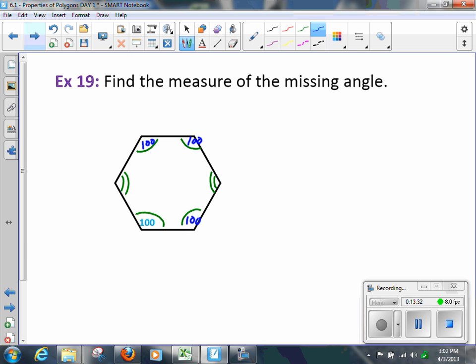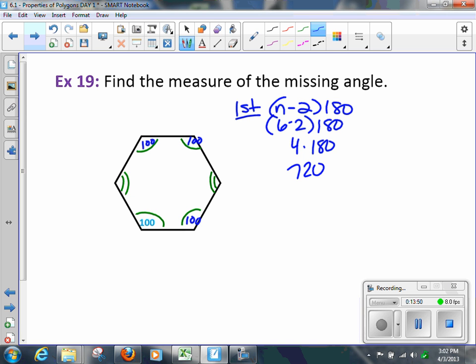How many sides? Where do I even begin? I got to do n minus 2. All right, that's the first thing. How many sides does this have? It has 6 sides. 4 times 180, which is 720. Right on? Now, what am I going to do with that?